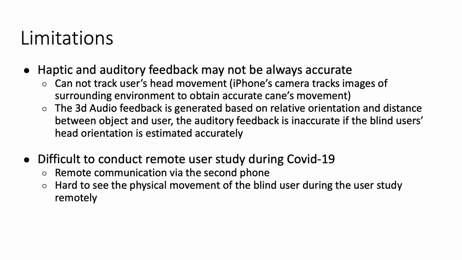However, we found that users sometimes have difficulty understanding the orientation of virtual objects in the VR facility, because the iPhone mounted on the long cane can only track the cane's movement, and therefore we cannot track the user's head movement. The 3D audio feedback is generated based on the relative orientation and the distance between the object and the user. When the head orientation of the blind user isn't correctly tracked, the 3D audio can't be played correctly, so the user has difficulty understanding the correct spatial layout.